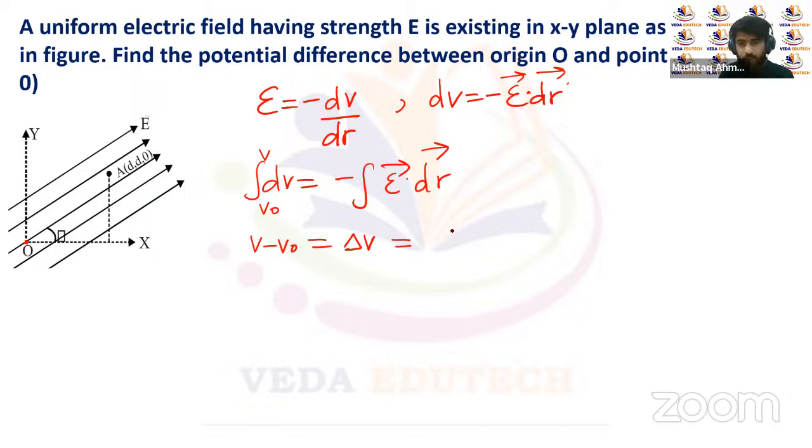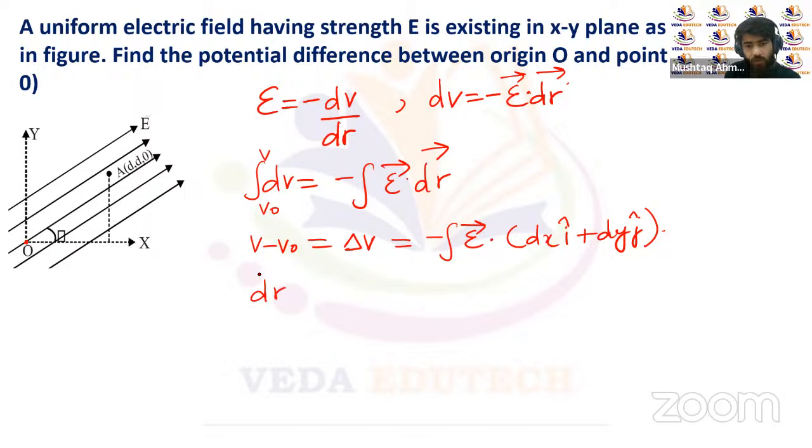So we can write this as the integral of the electric field E dot dr, where E dot dr is dx i cap plus dy j cap. So the length element, the dr vector, can be written as dx i cap plus dy j cap plus dz k cap. Now here the electric field and the points all lie in the xy plane, so dz will be 0 here.